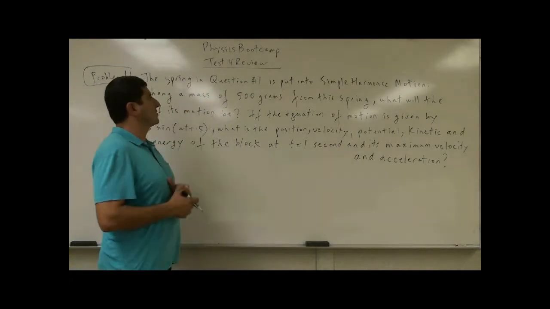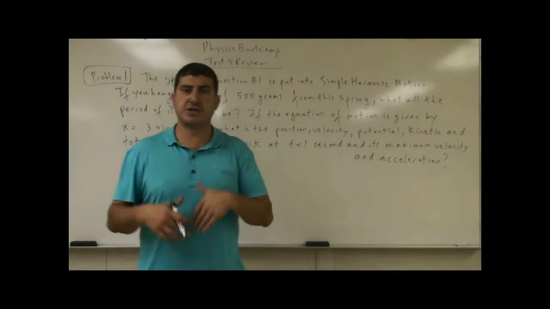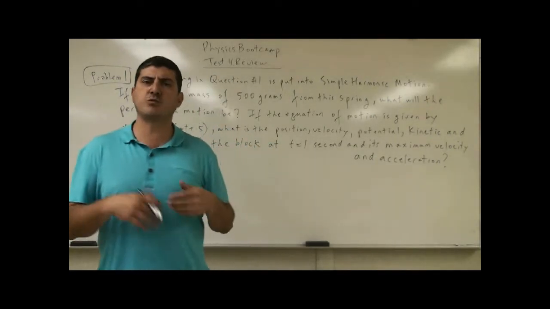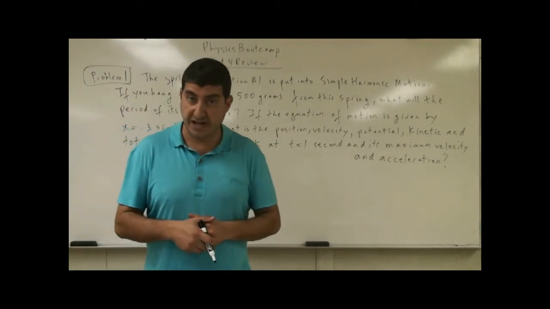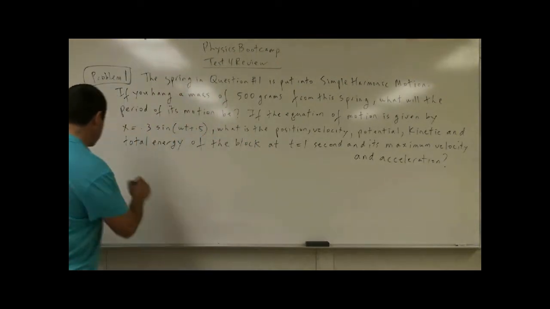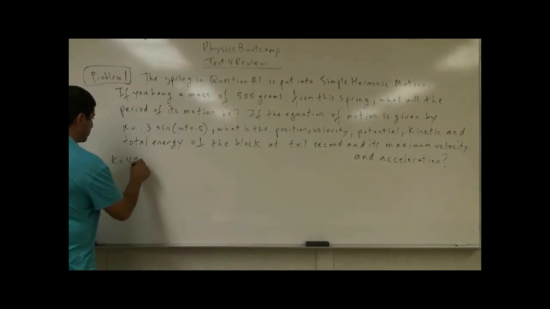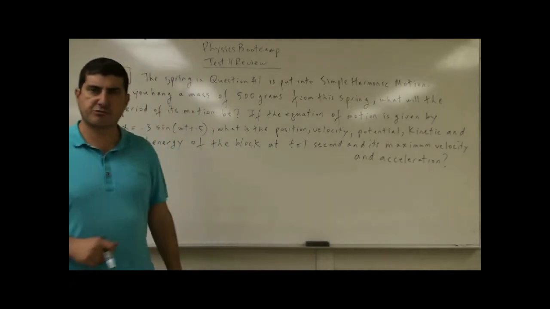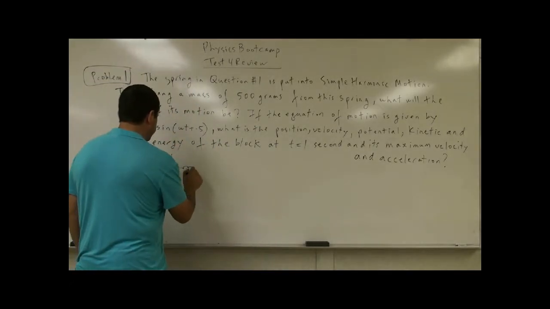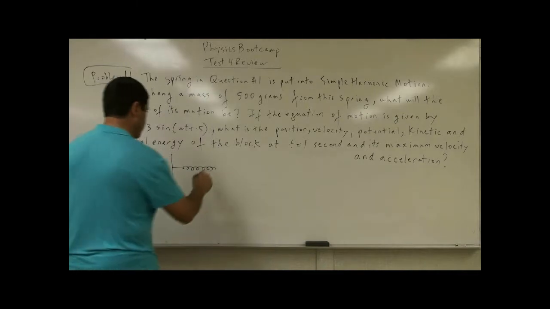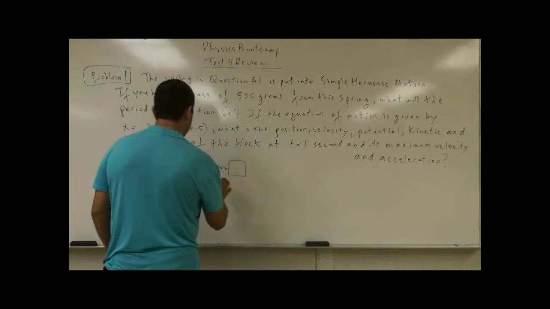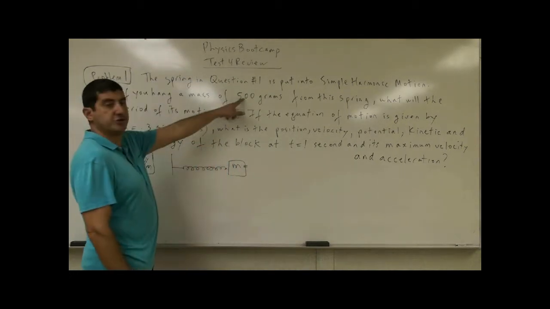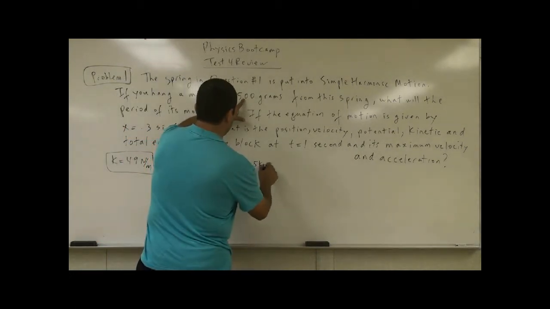Well, first it says the spring is the same as the spring in question number 1. In question number 1 of the test 4 review, we had been asked what is the spring constant of the spring. It turned out that the spring constant was 49 newtons per meter. So that's the only piece of information that we need from that problem. So we take that spring and we connect a mass to it. So you go this way, you stretch it, and you start analyzing the motion. The mass here is equal to 500 grams, which is 0.5 kilogram.